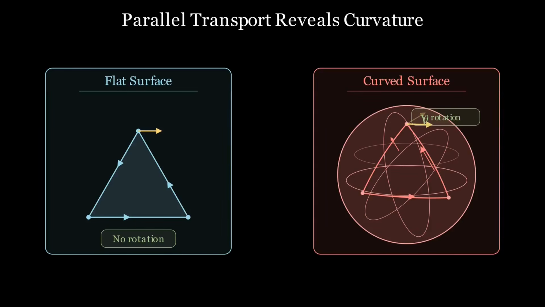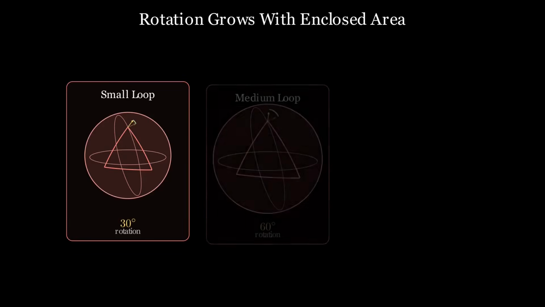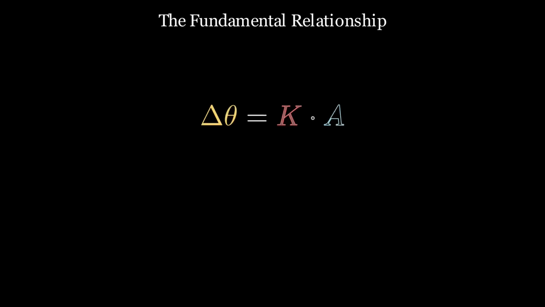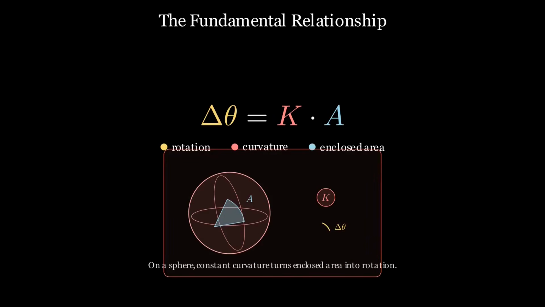The rotation isn't random. It scales with the area enclosed by the path. A larger triangle means more rotation. More curvature means more rotation. This proportionality is the key insight. This gives us a precise relationship. The total rotation equals the curvature multiplied by the area.